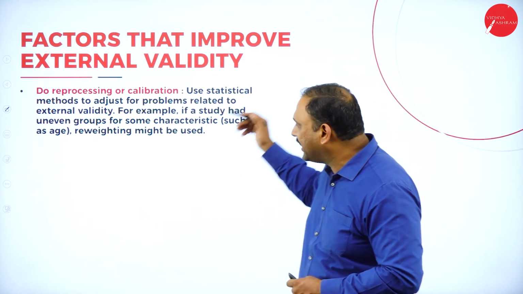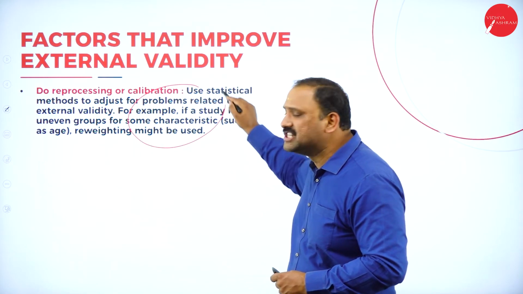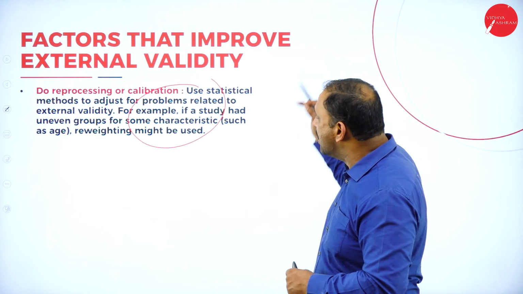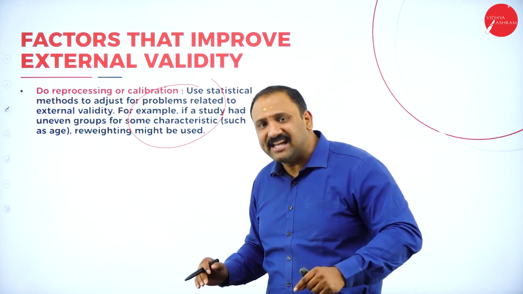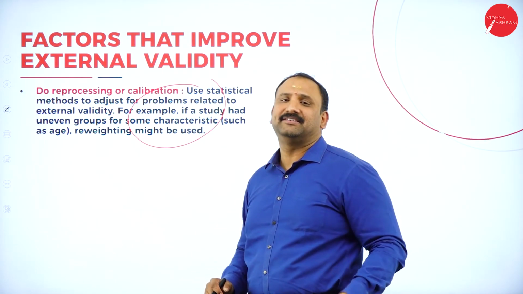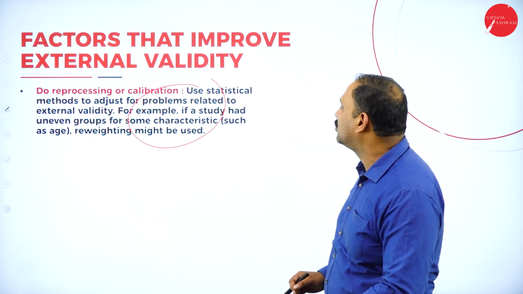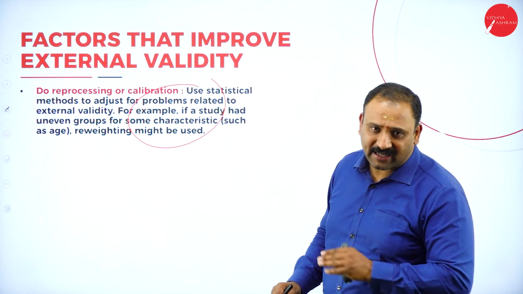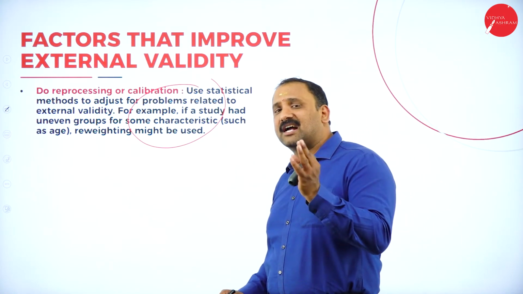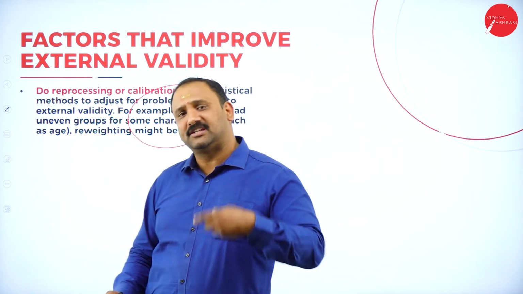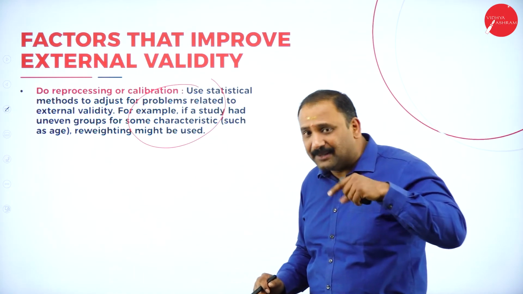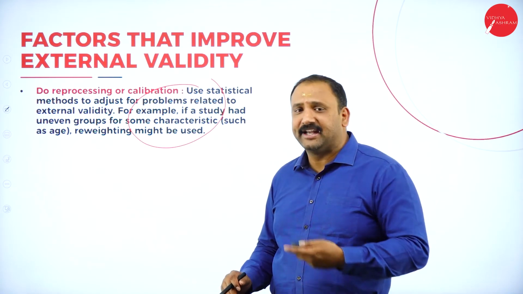The next thing is to do the reprocessing or calibration. Again and again, try to use statistical methods, use different characters, validate the factors and everything, put it together, and see whether you are able to get better results. That will help you to understand the external validity, because you cannot just be convinced that because one time you got the result, every time it will be the same. No, that cannot happen. So you need to calibrate, you need to evaluate again and again to see the results.